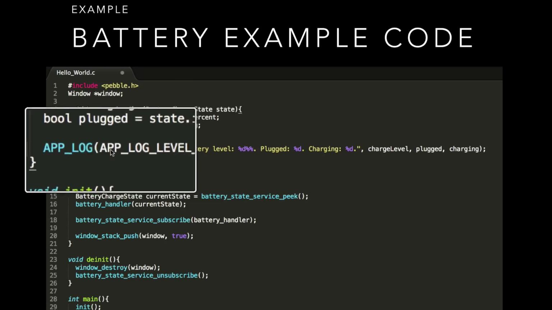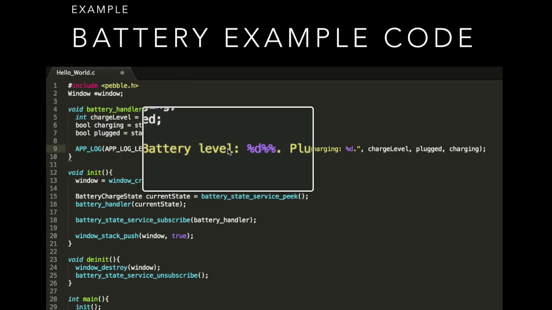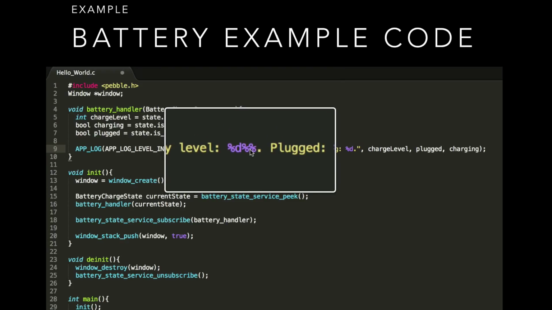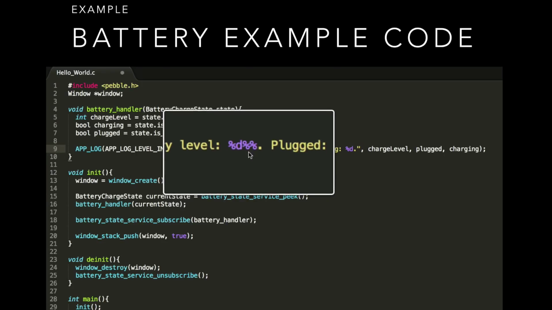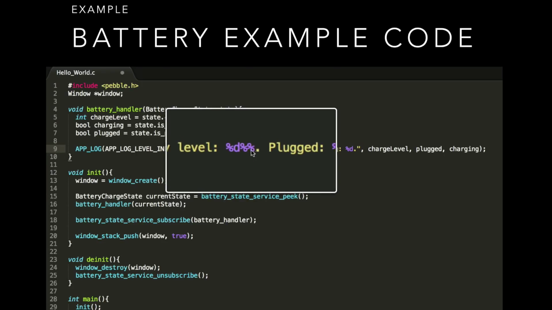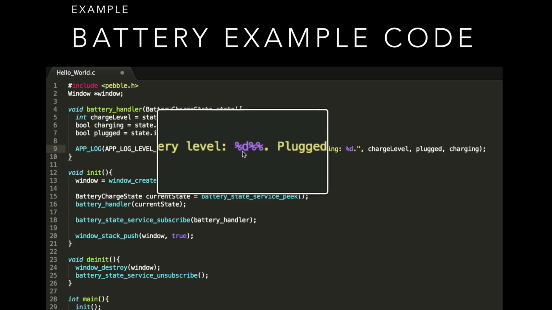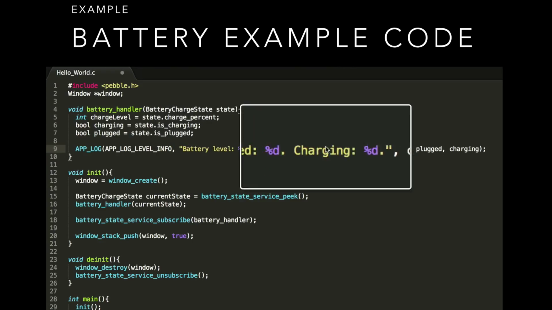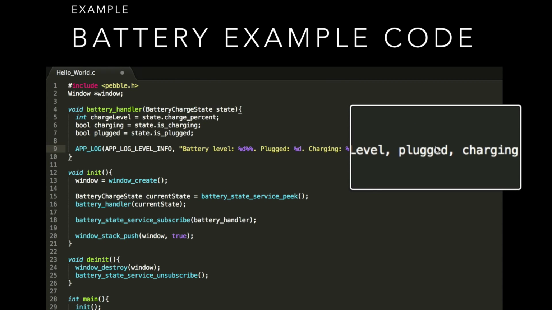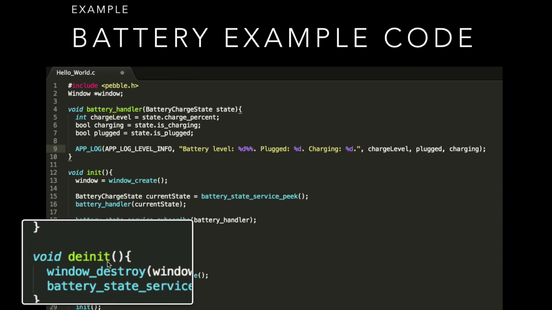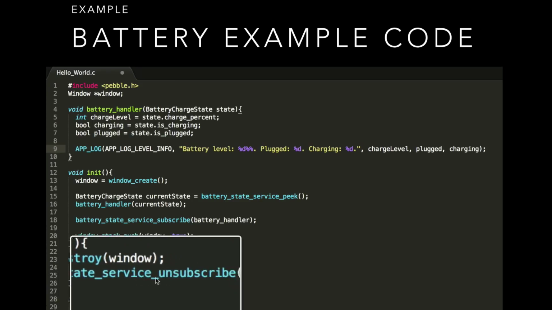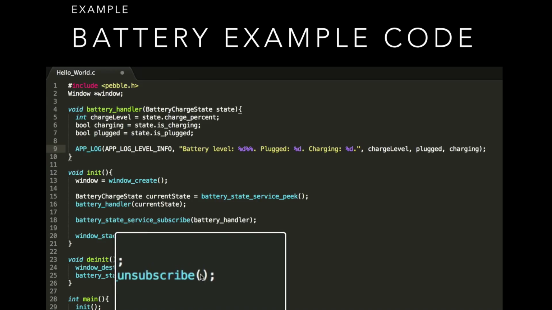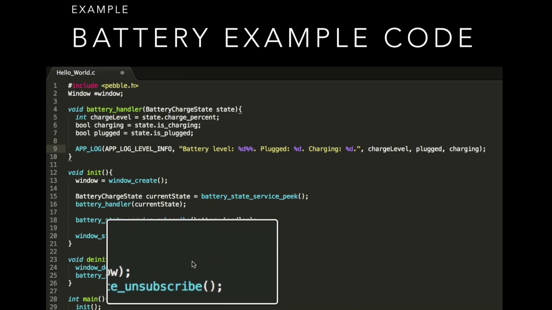And then we just have an app log here for demonstration purposes that shoots out our battery level. If you're wondering about this percent, basically in snprintf or any sort of formatting, you need two percent signs if you want to show a percent. That's because the percent sign goes before any sort of representation here. And then we're printing out whether or not it's charging and whether or not it's plugged. And then lastly, we have our battery state service unsubscribe, and we don't have to pass in anything again, and it unsubscribes us from the service.